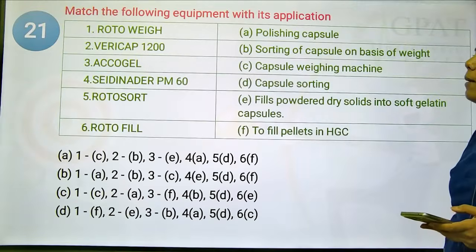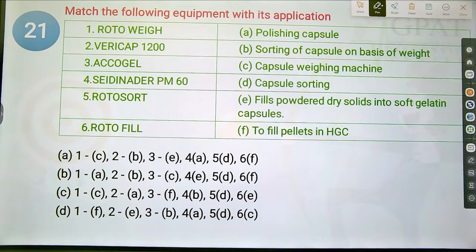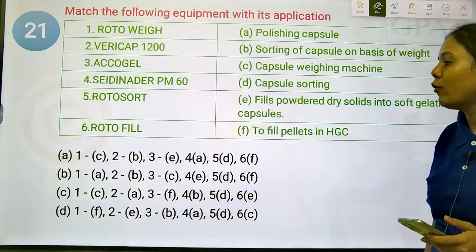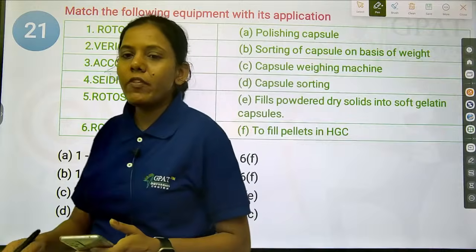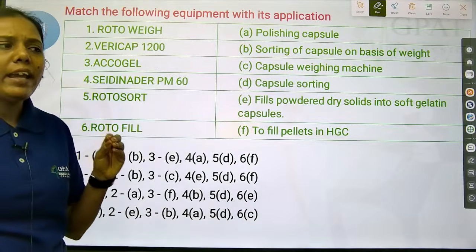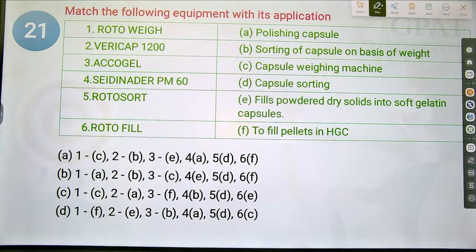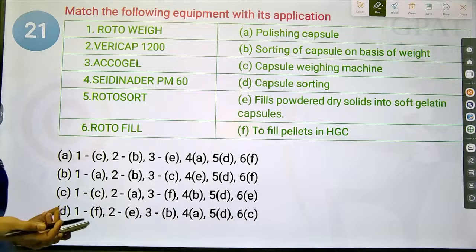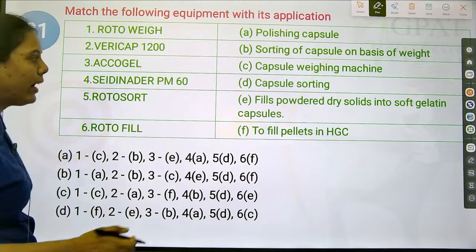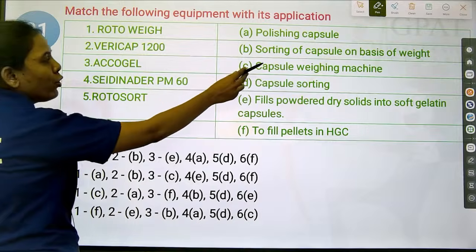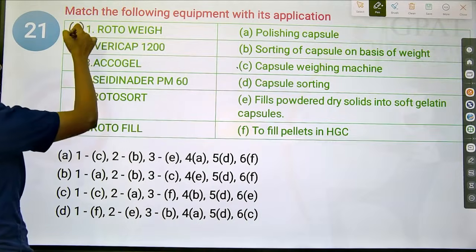The next is about match the following equipment with its application. So we have already seen there are so many equipments in the capsules. We have to see what should be the answer. Okay. Now one by one we will see. In most of them, by the name of the equipment only you can understand for what purpose it has been used. Say for example, roto-weigh. What is the use of roto-weigh? It is a weighing machine, right? Capsule weighing machine. So first is C, right?